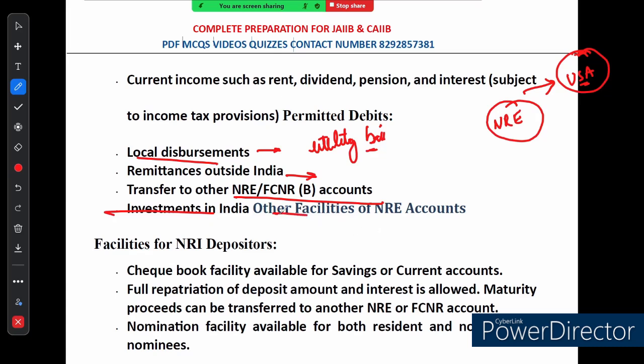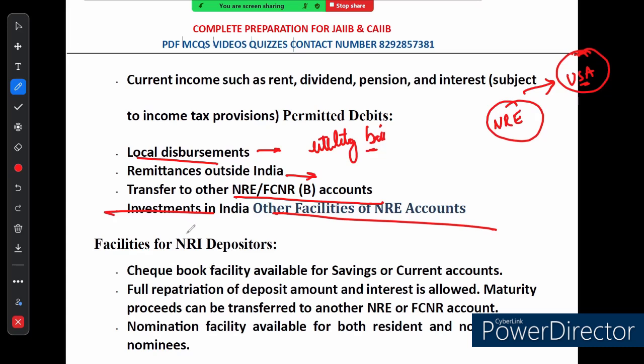Let's see what are the other facilities of the NRI account. Besides this debit and credit, the NRI account offers some handy features like online banking facilities. Most banks provide internet banking facilities for NRI accounts, allowing you to manage your account. The next is ATM withdrawal. You can use an international debit card linked to your NRI account for cash withdrawal in India or abroad. This makes access to your money quick and easy.